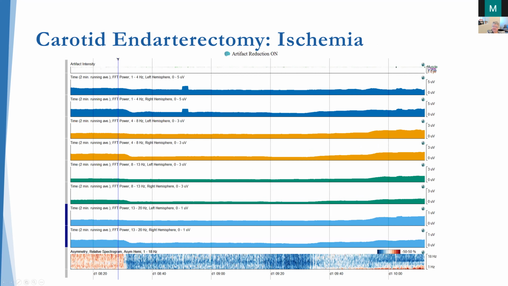We can also see this in the power bands. If we break the EEG down into its component power band frequencies, we can see this decrease in activity in the beta and the alpha ranges, but also in the other frequencies as well. So the whole EEG is actually showing a decrease in activity over the right hemisphere compared to the relatively normally maintained left hemisphere.